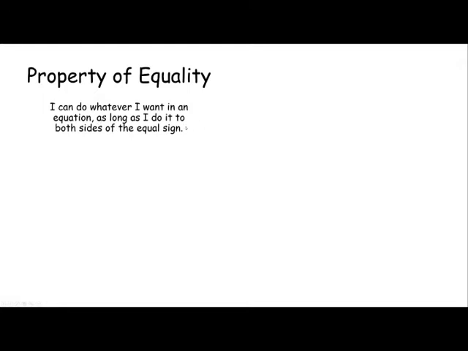I can do whatever I want to an equation as long as I do it on both sides of the equal sign. So, more algebraically written, we would say if A equals B, if A and B are the same, then that means I can add something to both sides or subtract something from both sides or multiply it. I can do basically anything I want as long as I do it on both sides of the equal sign.